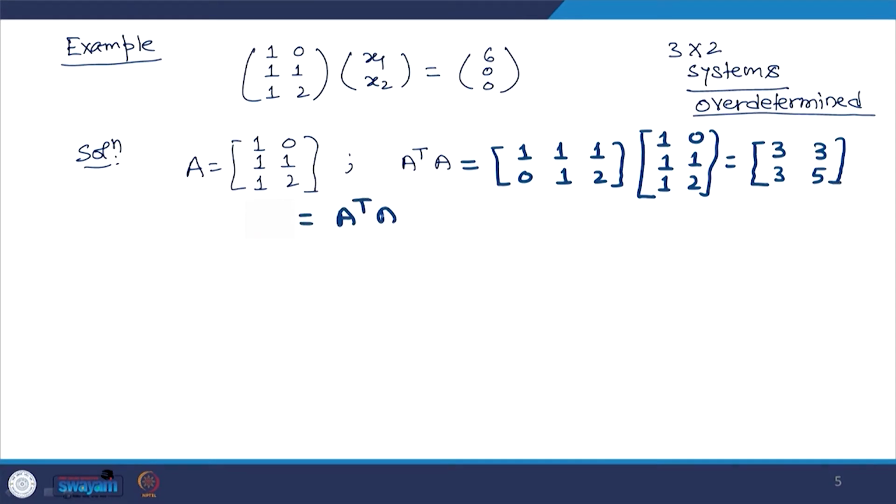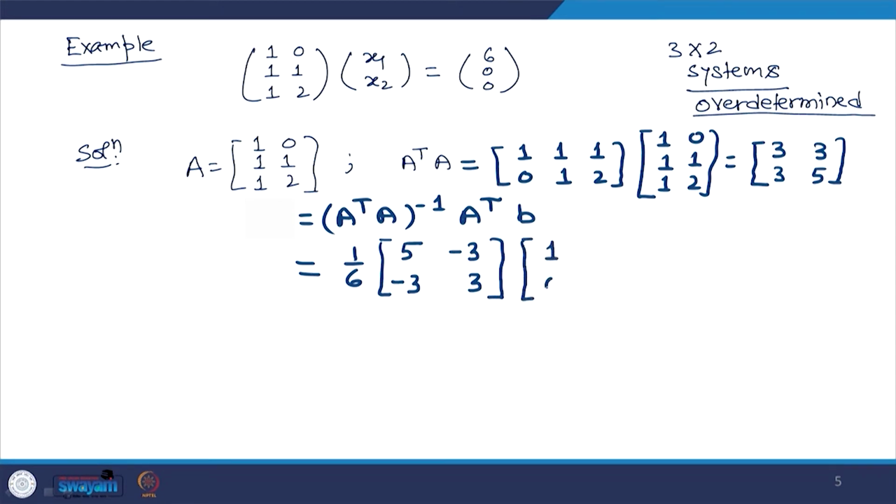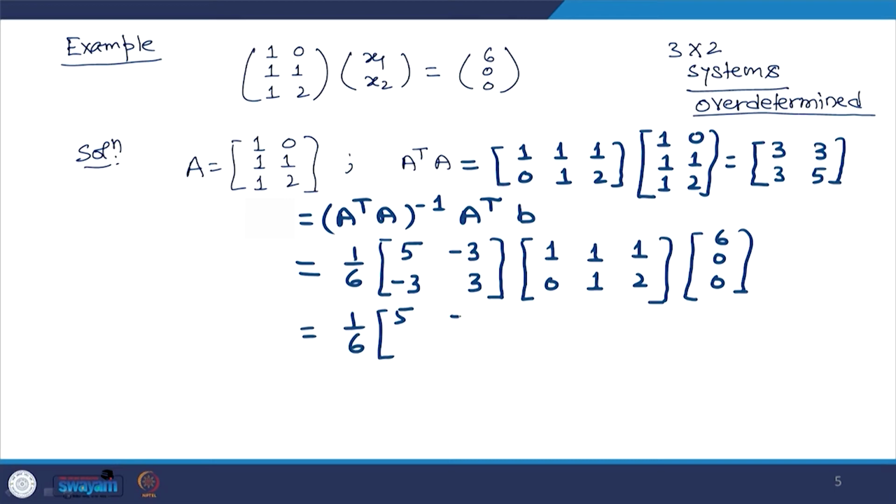Here, (A transpose A) inverse into A transpose B. So, what is (A transpose A) inverse? It is 1 by 6, where 6 is the determinant of A transpose A, and then [5 -3; -3 3]. So, this is (A transpose A) inverse into A transpose. So, A transpose is [1 1 1; 0 1 2] into B, where B is [6; 0; 0]. So, this will be 1 by 6 times [5 -3 ...].